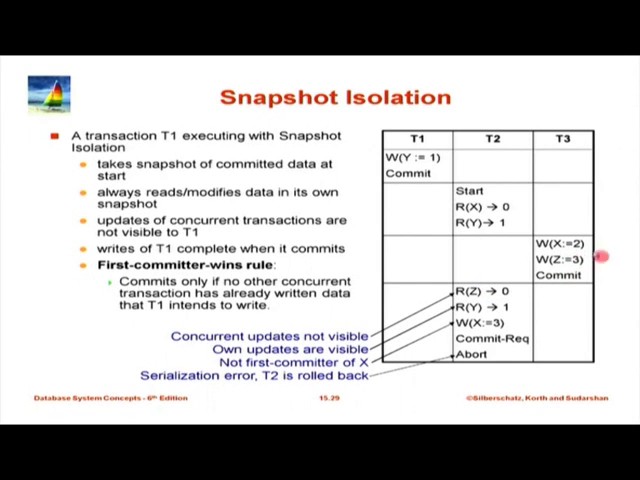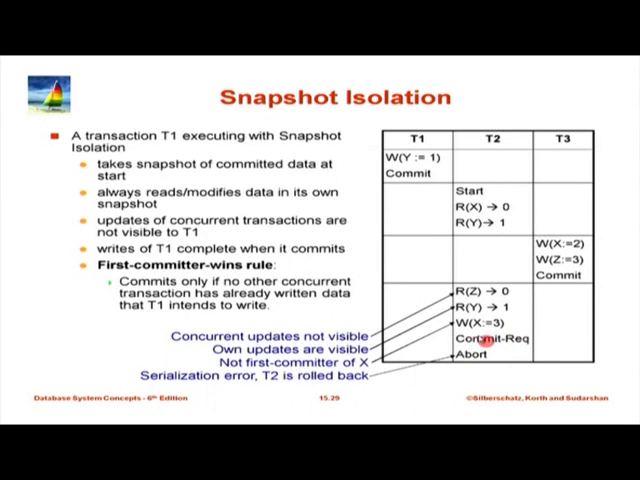But T2 does not see the updates of T3. Why? Because it's reading from its snapshot. In its snapshot, Z is 0, X is 0, and Y is 1, sorry. So even though T3 has already committed here and set Z to 3, T2 is now doing a read Z. What is the value it gets? It gets 0, because it's reading from its snapshot. Read Y, well, it updated it, so it is seeing the value 1. Even if this value was 0 here, it would see 1.